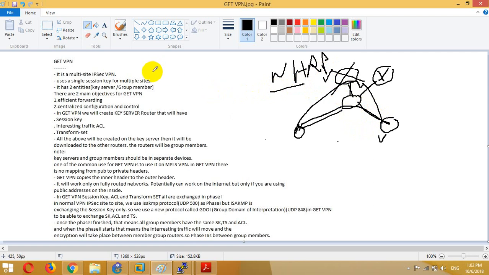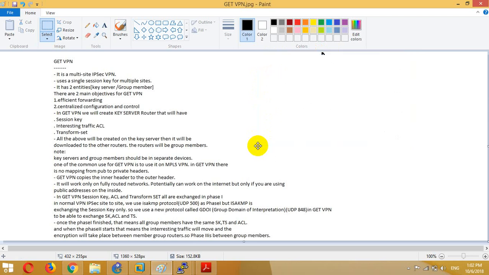Today guys, we'll talk about GET VPN. What is GET VPN and what is it used for? GET VPN is considered IPsec VPN, but it's multi-site. Yes, but we cannot use it over the public internet unless we have public IPs already. But it's a good solution if you have private IPs, because in GET VPN the original inner header is preserved and used in the outer header as well. So GET VPN is a multi-site IPsec VPN.